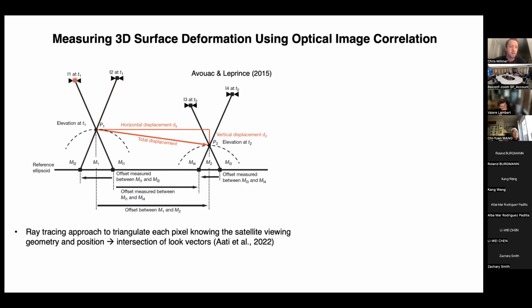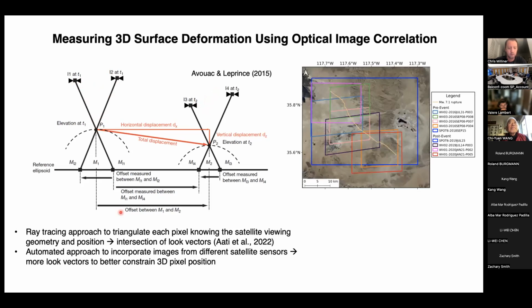So this is showing a satellite at time one, another satellite taking an image before the earthquake. These lines show the look directions. And so what we do, using a ray tracing approach, is calculate the intersection location of these two look directions. This requires us to know the satellite position, the attitude, the velocity, and the look direction. And it requires us to have this before and after the earthquake. So you need a minimum of at least 4 images. And so this automated approach allows us to triangulate the position of pixels before and after an event to calculate 3D surface motion.